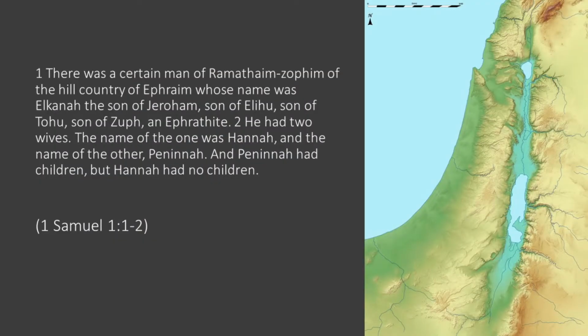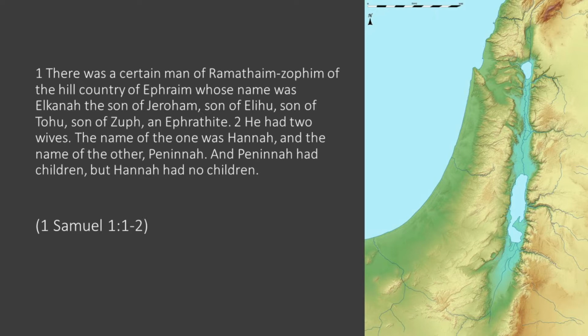Let me start in verse 1 there. It says, "There was a certain man of Ramathaim Zophim, of the hill country of Ephraim, whose name was Elkanah, the son of Jeroham, son of Elihu, son of Tohu, son of Zoph, an Ephrathite." Bonus points if you can figure out what an Ephrathite is. We have come across that before in other classes, probably not here in historical geography, but if you remember what an Ephrathite is, it's an interesting allusion there.